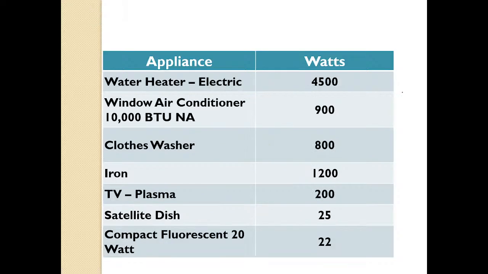I have considered some appliances and written the power ratings here in the tabular column. Electric heater, its power rating is 4500. Air conditioner of around 10,000 BTU, its power rating is around 900. Washing machine 800. Iron 1200. Plasma TV 200. Satellite dish 25 watts. Compact fluorescent of 20 watts, its power rating is around 22 watts.